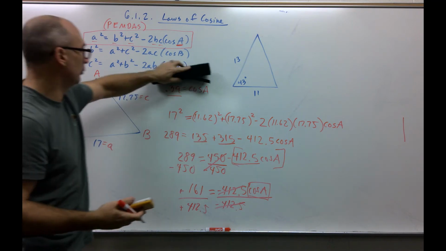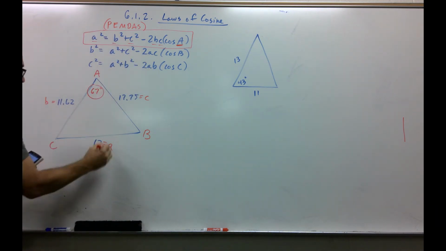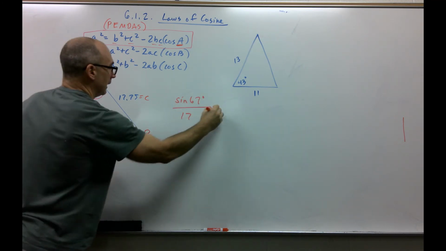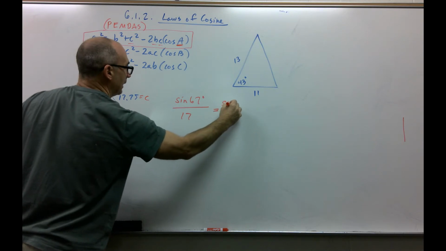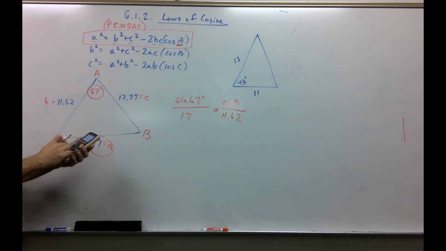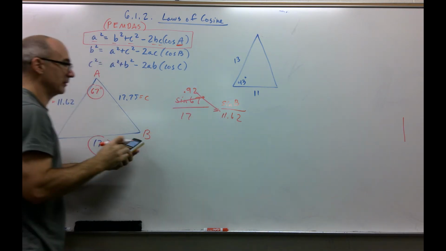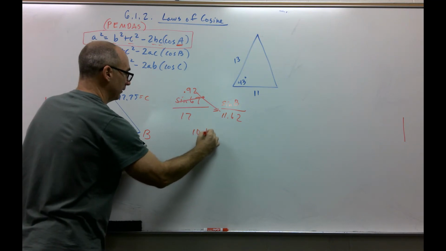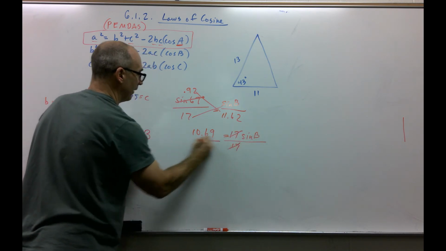Now here's the good news. After using that crazy law of cosines, because we had to, now we've got an angle and a side, so we're going to go ahead and use the easier formula, which is the law of sines. And it doesn't matter, we can find angle B first or angle C first. I'm going to find B. So sine of angle B over 11.62. And here we go. Sine of 67, I'm going to multiply that by 11.62. 10.69 equals 17 sine B, divide by 17.